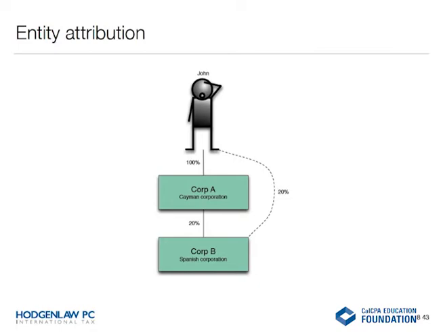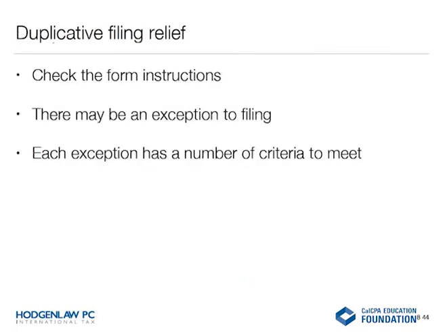And these are just meant to be general examples. I'm not giving specifics about specific categories just yet. Now, when you have the attribution rules, there's often what's called duplicative filing relief. And this means that if the only reason that you have to file is by attribution rules, and not because you actually otherwise have a filing requirement, then you may qualify for an exception to having to file.